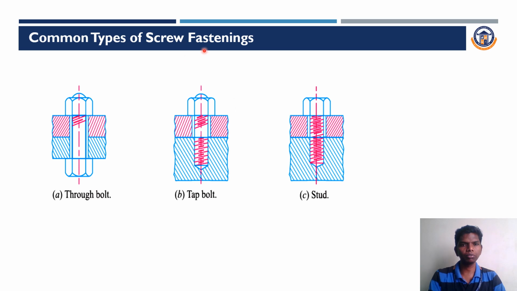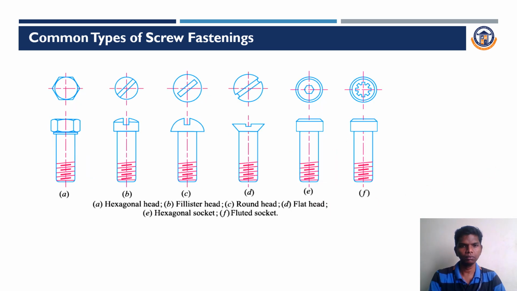And common types of screw fastener. The first one is a through bolt. This one is a tap bolt, and the second is a stud. These are all the simple examples of screw fasteners.